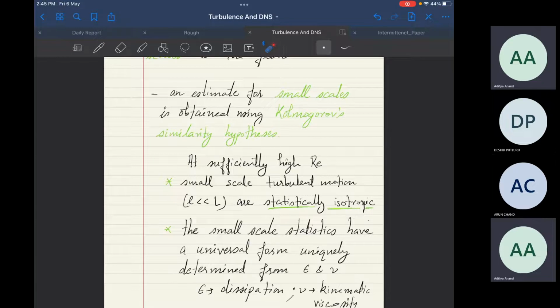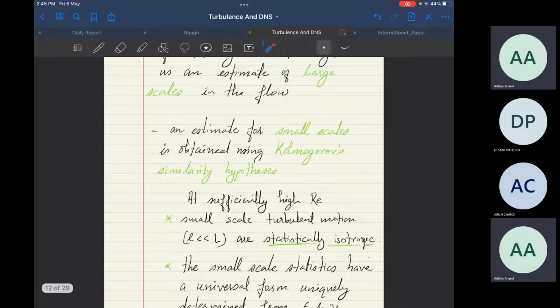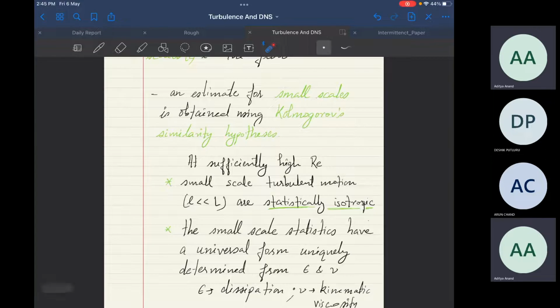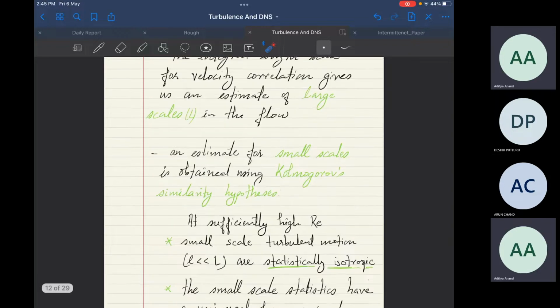So what this says is, when the Reynolds number is sufficiently high, the turbulent motions at small scales are, and this capital L here is the integral length scale, so I should write it here, the eddies which are much smaller in size than the integral length scale itself, that is the small scales, are statistically isotropic. That is, any directional information that is there in the flow is lost as you go to the smaller scales.